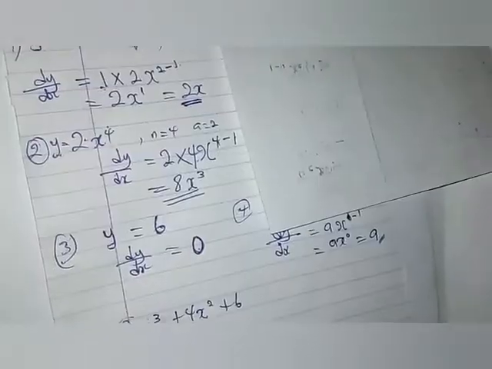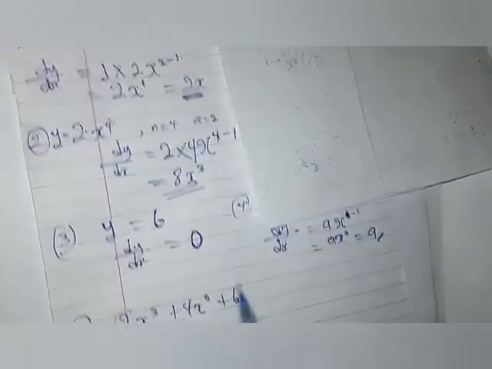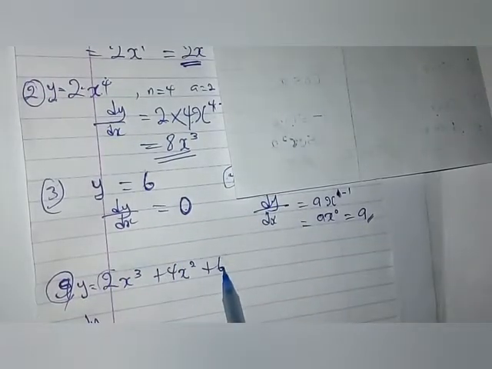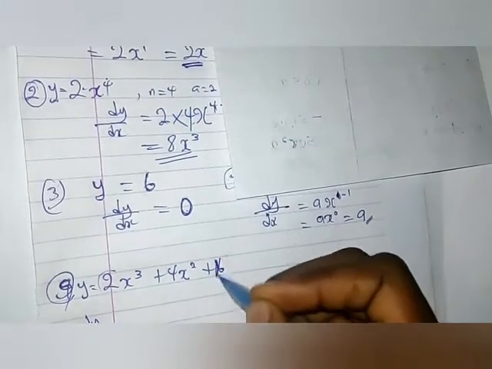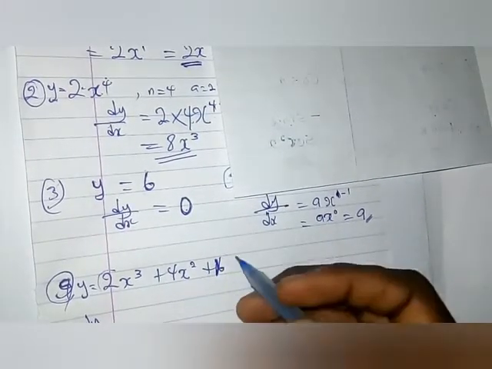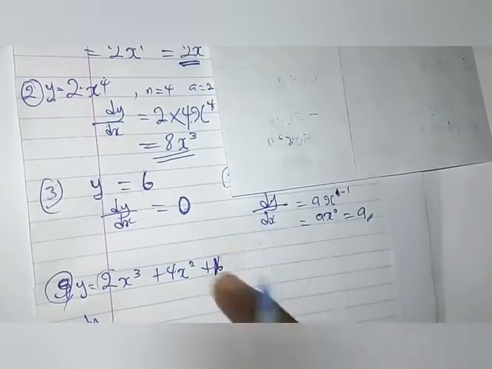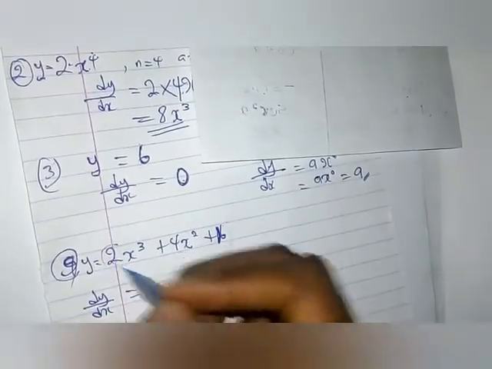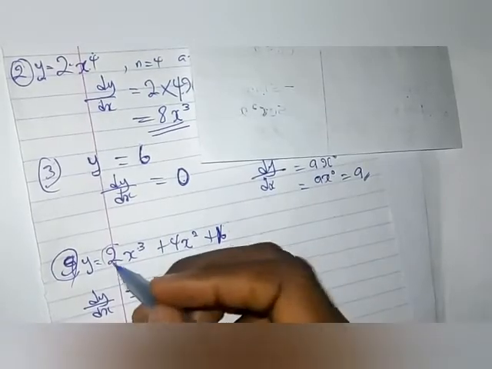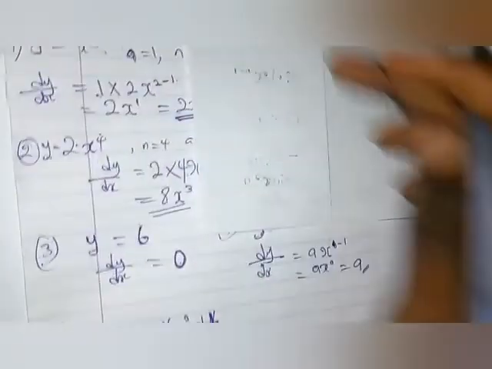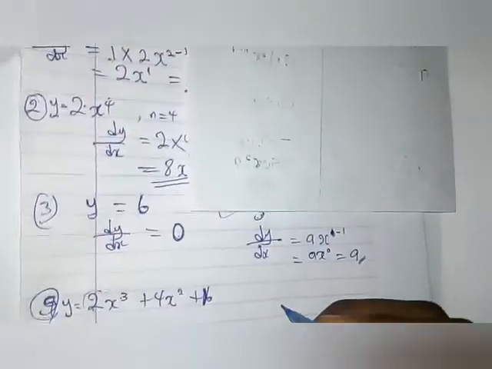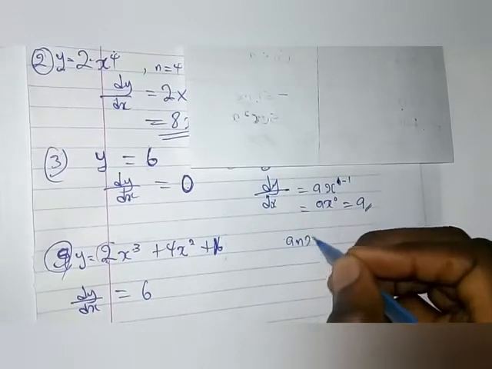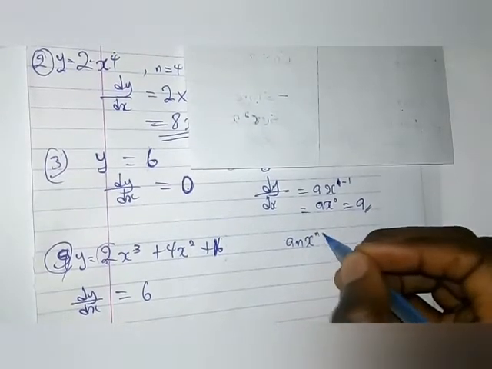Using this formula, do the same thing here, and if you get a constant, it's just like the one we did here. So even if you have 10, 16, 20, or anything here, it is a constant, so it will be 0. So here you got just 3 times 2, that is 6. I'm following this formula here, don't forget: n times a times x to the power of n minus 1.